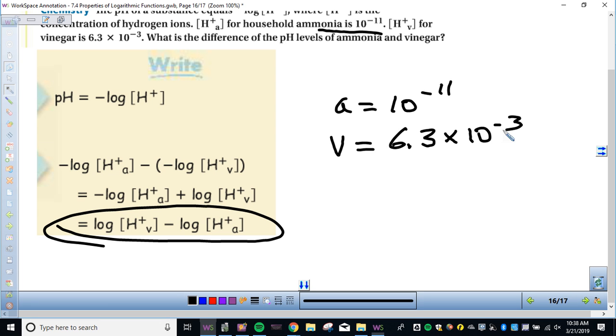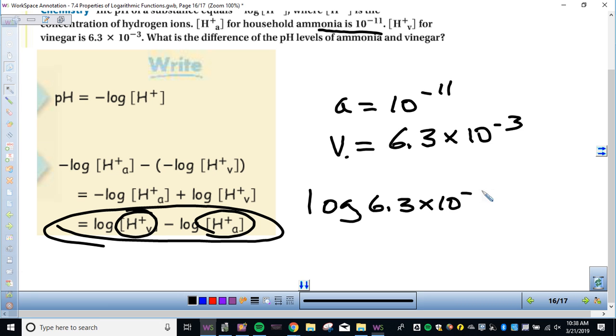So then we're just going to plug in right here and here with the A and the V. Okay, please stop talking. Last problem, focus. Yeah. Okay. So log of the vinegar is 6.3. Right, that's not an X, it's scientific notation, so 10 to the negative 3rd. And then we're subtracting log of 10 to the negative 11th.